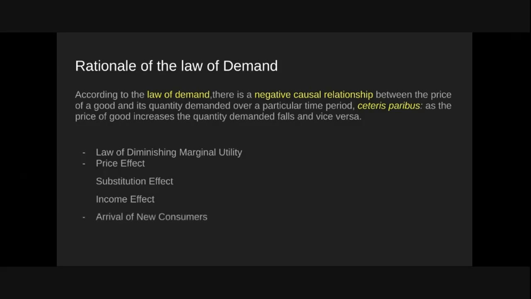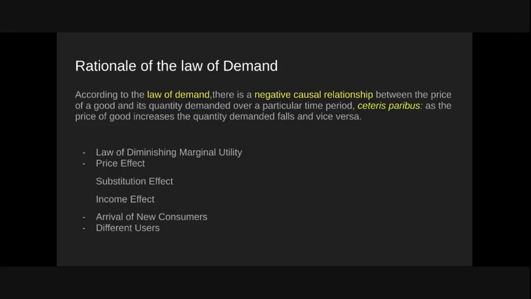If the price falls, there will be an arrival of new consumers. There will be more people willing to buy if the price falls. And therefore, as the price falls, the demand increases. And you have different users. If the price falls, you may have a greater number of users. So whenever the price falls, the demand increases, and if the price rises, the demand for a particular commodity will decrease.